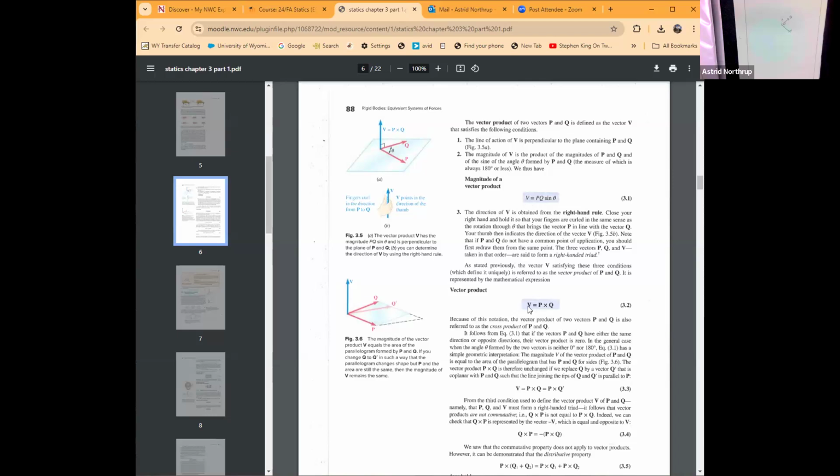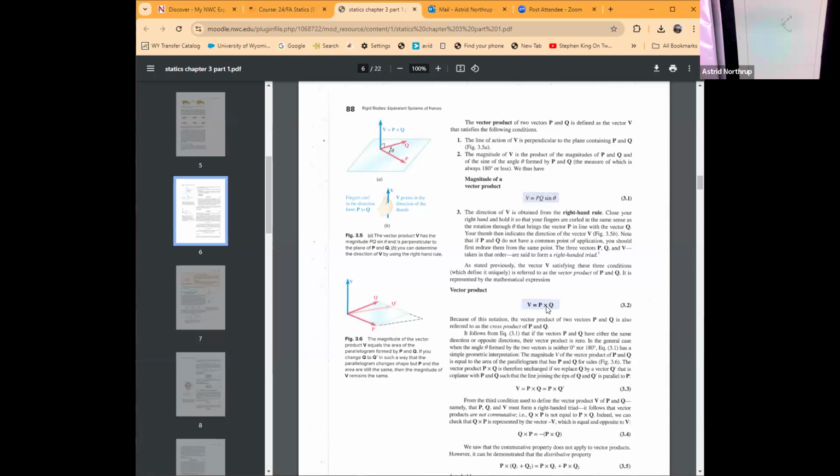Here it's written in vector form. The vector V is equal to the vector P crossed with the vector Q. Now, another thing I want to point out here is vector multiplication is not associative or commutative. So in other words, P crossed with Q looks like this. Q crossed with P looks like this. So what that tells us is that P cross Q is equal to negative Q cross P.